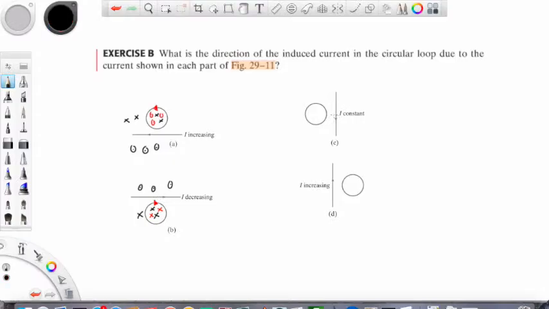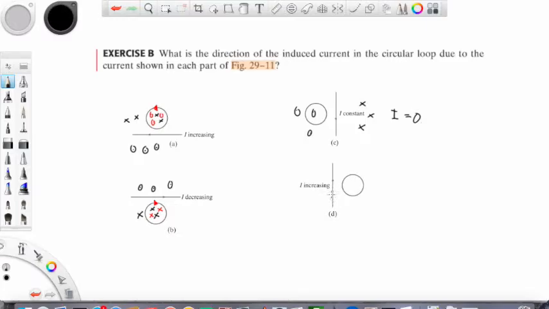In C, the current is constant, which also means that the magnetic field, which is oriented in this way, is also constant. So there is no change in the flux through the coil, so the induced current is zero.